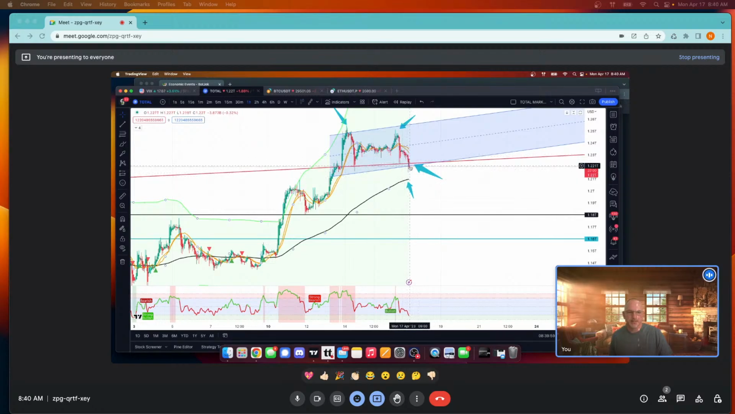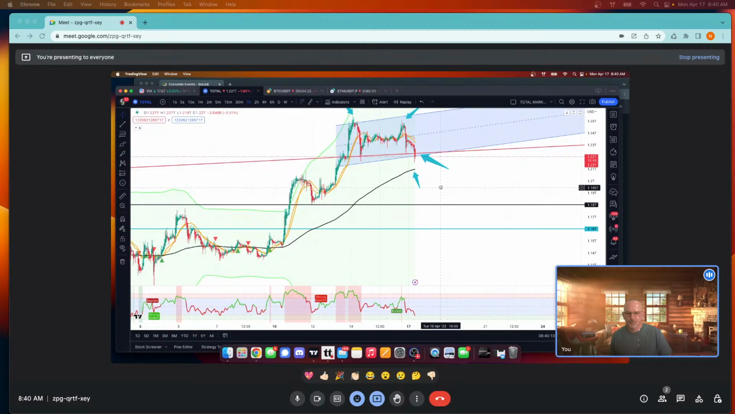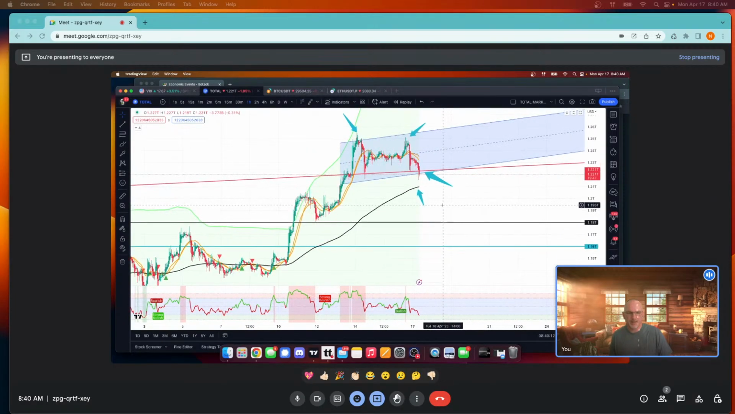Because what I would like to see is this come down, hit this 200, come back up, reject on this trend line, and then the fall down here to play out. So just keep an eye on that. This area is going to be very critical for the market cap.